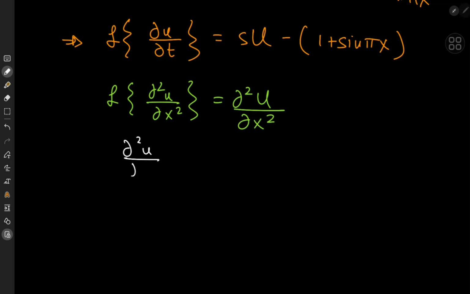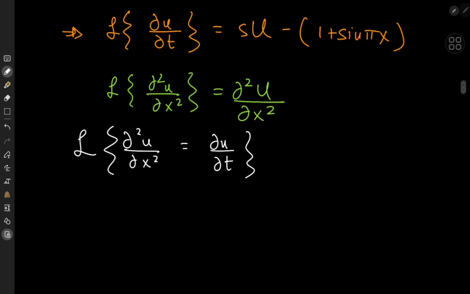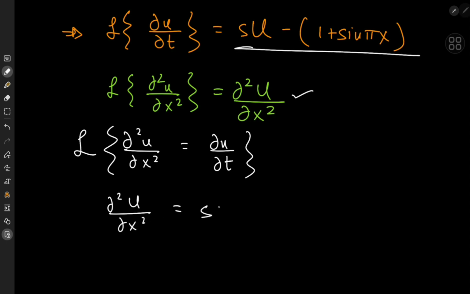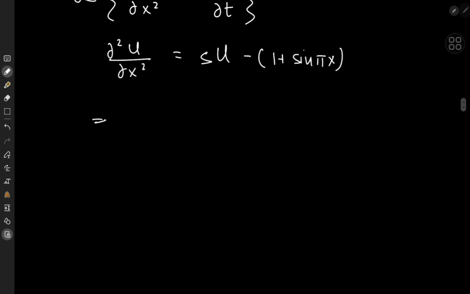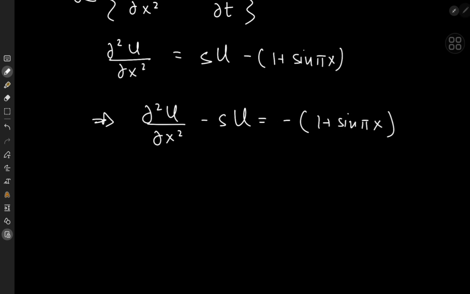Okay, so we have all the ingredients sorted out, so we can return to our differential equation, which is partial squared u by partial x squared equal to partial u by partial t, and we Laplaced everything. So on the left-hand side, we have partial squared U by partial x squared, and on the right, we have s times U minus 1 plus sine of pi x. Okay, cool. So now for some rearrangement, we have partial squared U by partial x squared minus s times U equal to negative 1 plus sine of pi x.